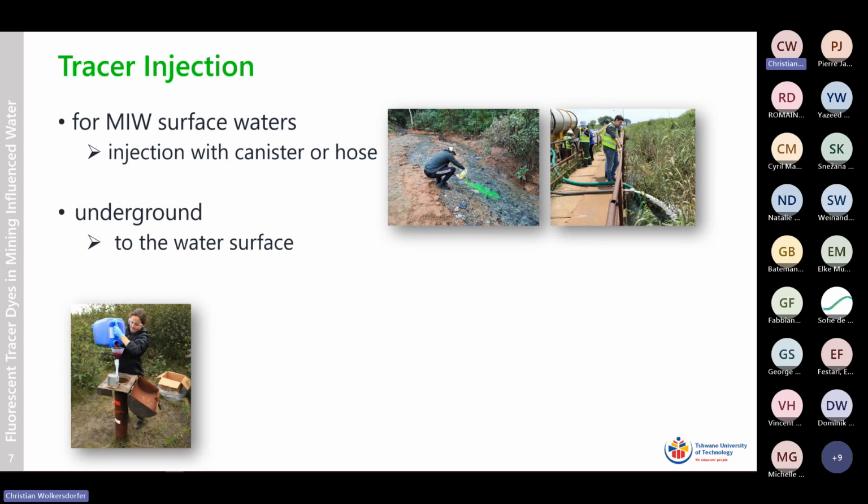But now probably new for you, the tracer test can also be done inside the mine, in the underground. One option is to add the tracer to the water surface with a canister, or you can also pour it directly into the shaft without using a funnel.